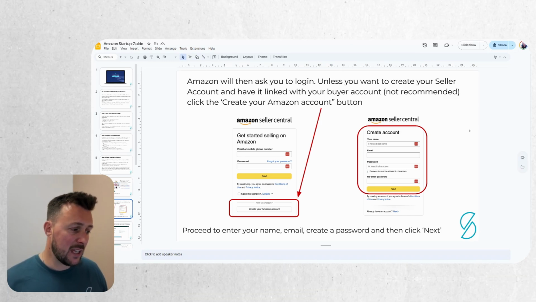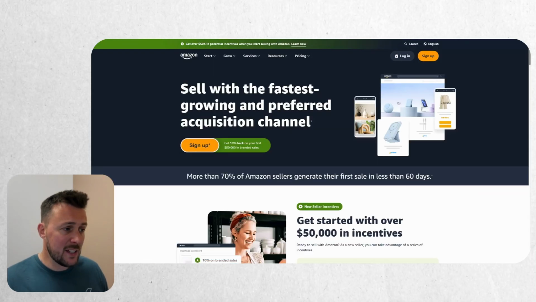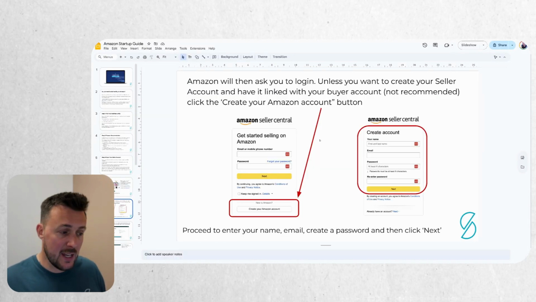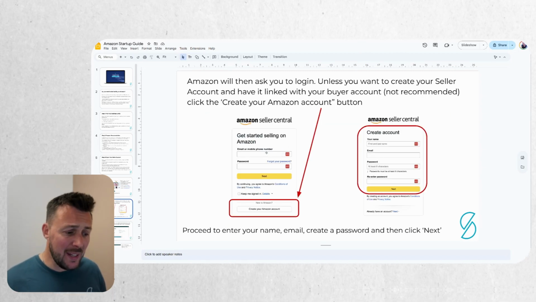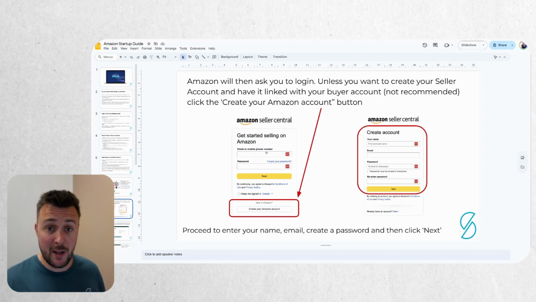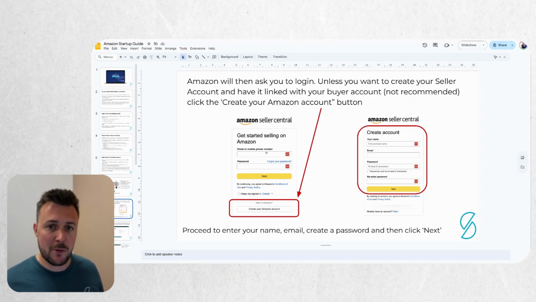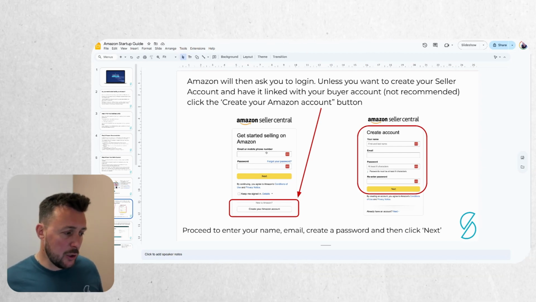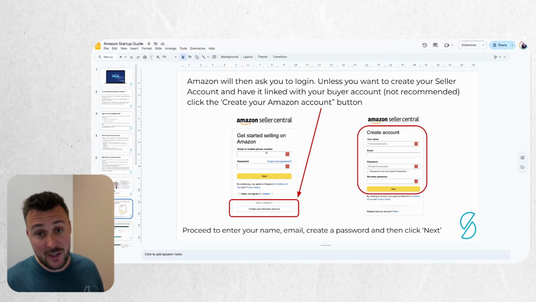So the first thing is that when you click the sign up button here, it's going to take you to a page that looks like this, and that's where Amazon's saying, hey, do you already have an Amazon account? Now, what they mean here is, do you have an Amazon account as a buyer? Have you interacted with us before? Chances are you've probably bought something on Amazon before. Now, it's up to you whether you use the same account that you use to buy with, to sell with.